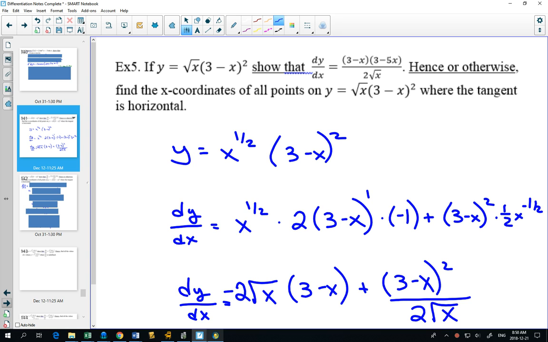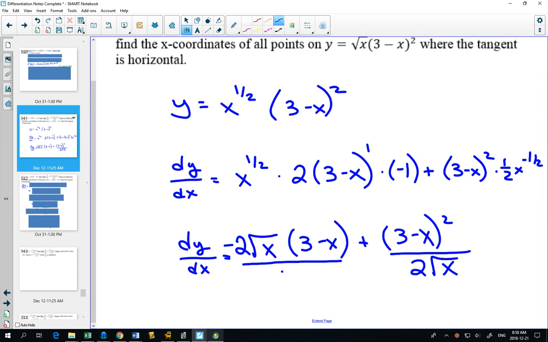Okay? Again, in a show that question, look at what you want to show to tell you ideas for what you should do. My final answer is a single fraction with a denominator of 2 root x. If I wanted to get a single fraction with these, I would need a common denominator. So I'm going to take this first term, which is all over 1 right now, and multiply it by 2 root x over 2 root x to get a common denominator.